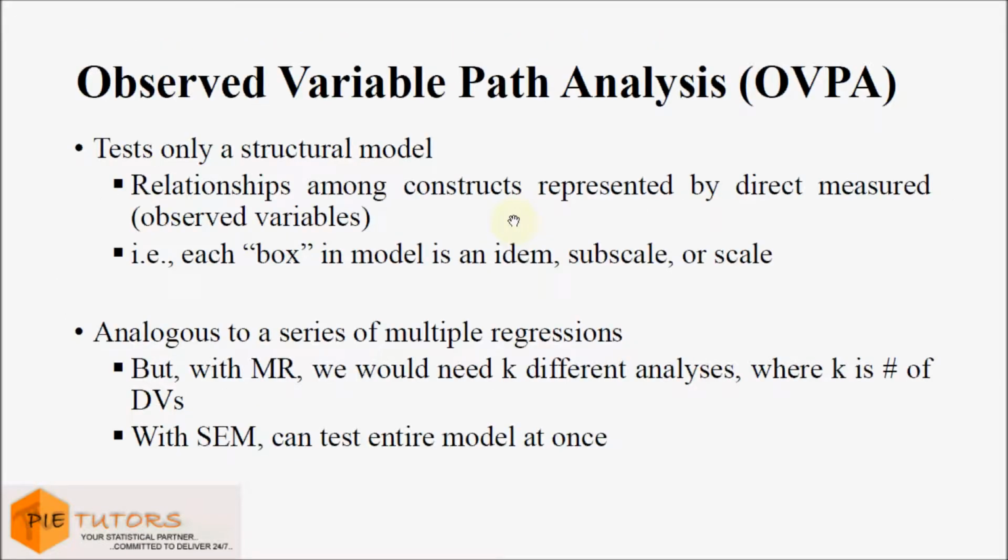So the second variant of structural models is the observed variable path analysis. Once we test the measurement model and confirm that the model fits the data well, we proceed to run the SEM analysis. As mentioned earlier, we have two types of path analysis: the observed variable path analysis and the latent variable path analysis. Observed variable path analysis tests a structural model and looks at the relations between constructs, and in this case the constructs are represented by observed variables. This is analogous to a series of multiple regression.